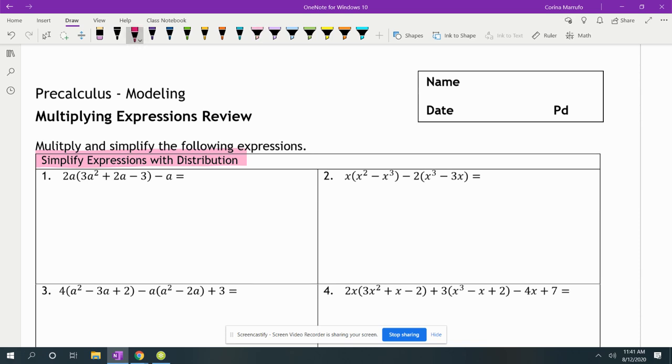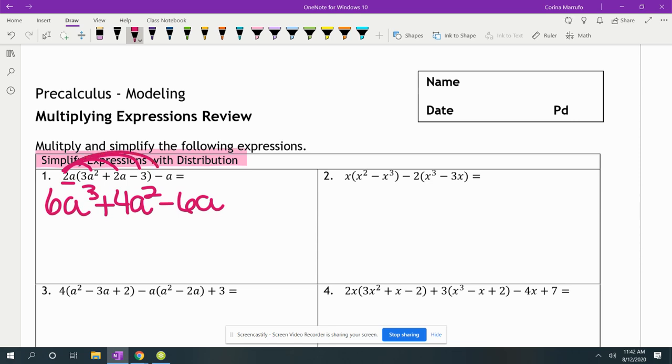So in this case, if you see here, we have the 2a outside of the parentheses, so we're going to have to distribute this 2a to each term. So 2a times 3a squared is going to give us 6a to the third power. Okay, then we multiply the 2a times the 2a, and that gives us a plus 4a squared. Okay, then we multiply 2a times negative 3. So 2a times negative 3 is going to give us negative 6a.